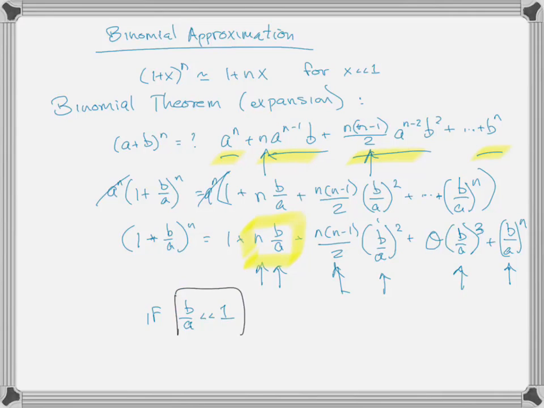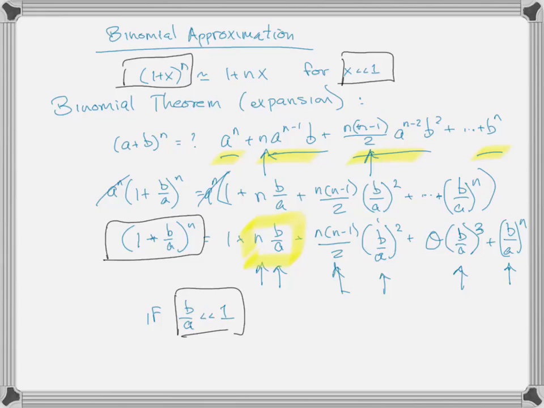B over A is much, much less than 1. That's the same as saying, in this case, x is much, much less than 1, because here we're saying 1 plus x to the n. Here we're saying 1 plus b over a, to the n. So the thing to notice here is that this first term, which I put in the yellow box, must be much, much less than the first term, because b over a is much, much less than 1.